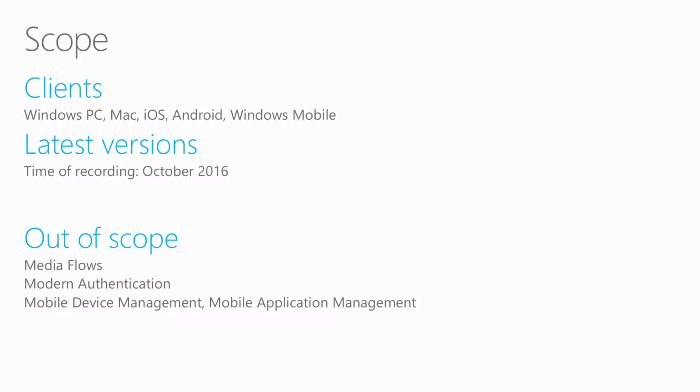Scope. The clients we will be talking about will be the Windows PC clients, so we will be talking about Lync 2013 or with the new UI Skype for Business 2015. We will be talking about Skype for Business 2016. We will be talking about the new Mac client, that's Skype for Business for Mac. And then we will talk about the mobile clients, iOS, Android, and Windows Mobile.